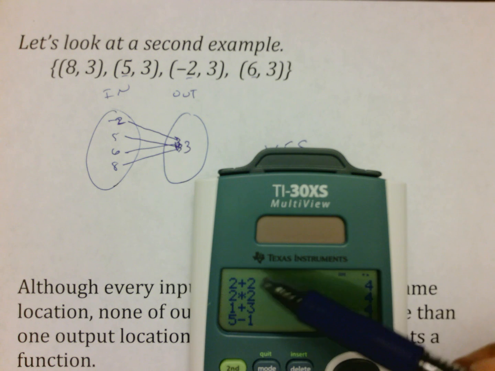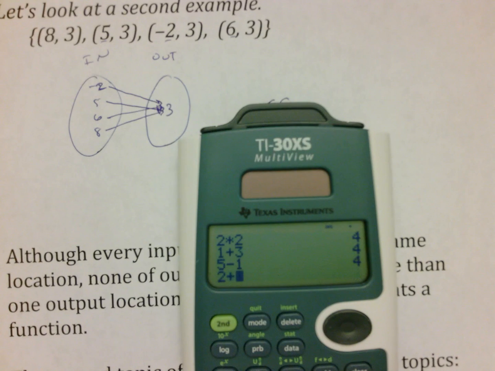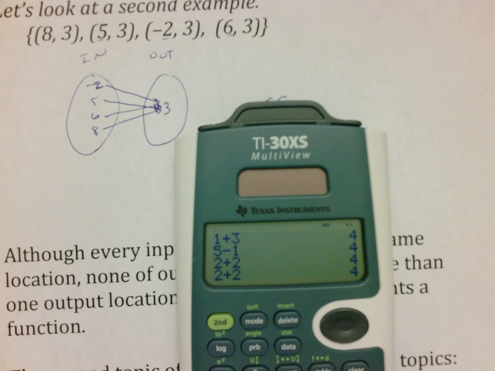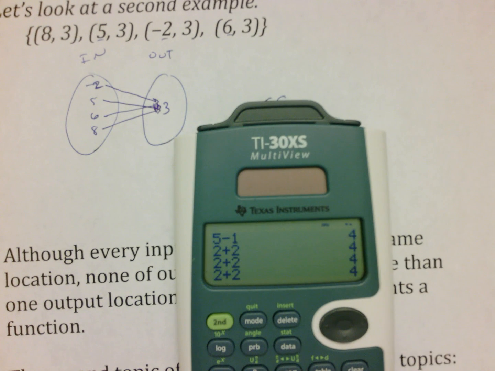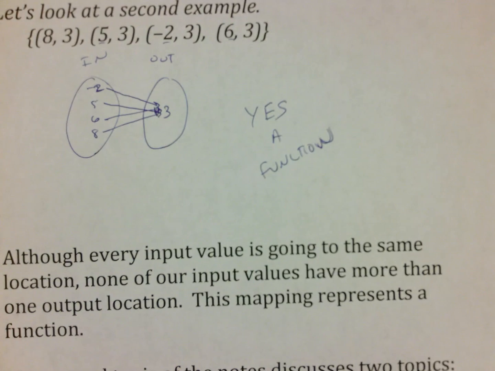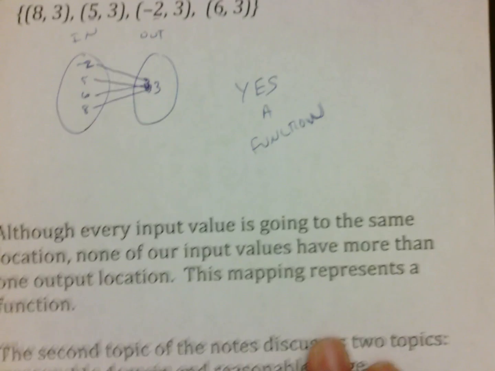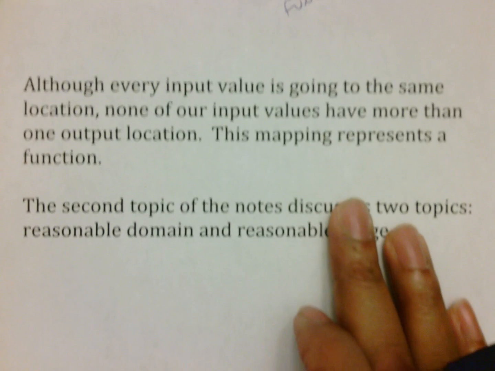You just want to make sure that whatever I type in, 2 plus 2, that I get the same answer every time. That is a good machine. And so as long as you know exactly where your input is going, that makes it a function. At least that's your general idea of what a function is.